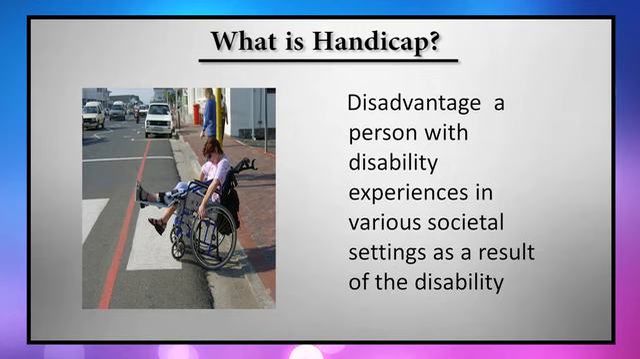So, I feel now you can understand that impairment need not lead to a handicap. Impairment may lead to a disability, which may lead to a handicap. So, if impairment is mild, it may not lead to a disability. But if it is severe, it leads to a severe disability.